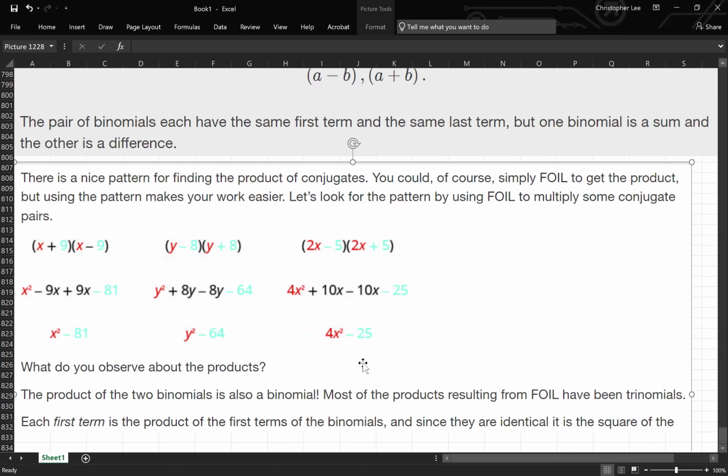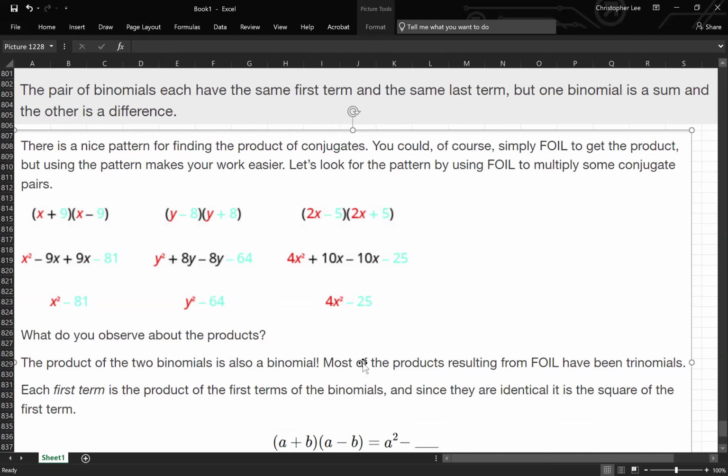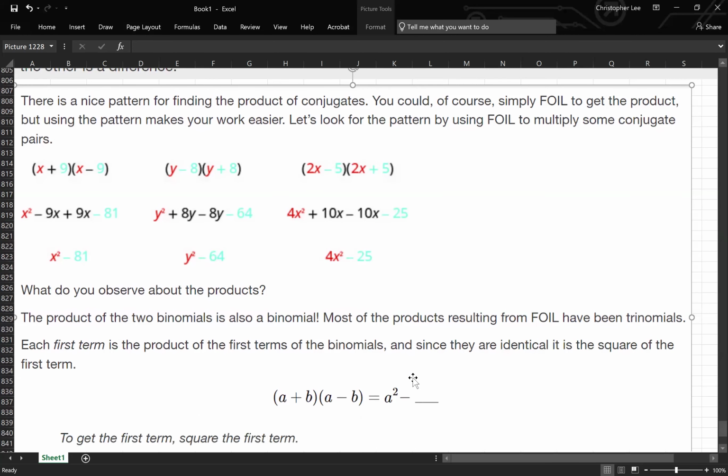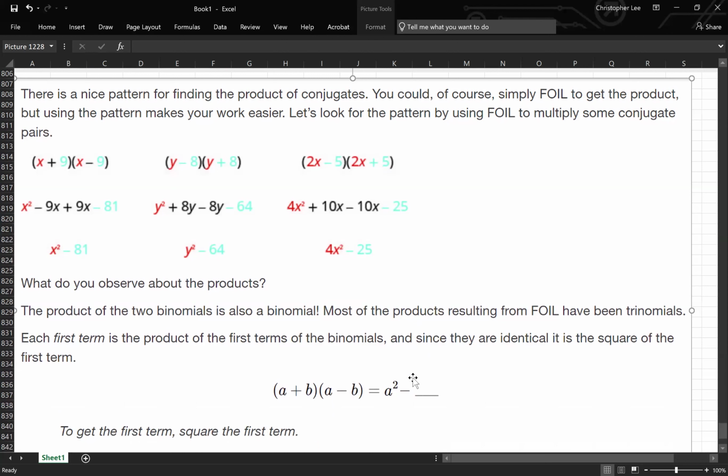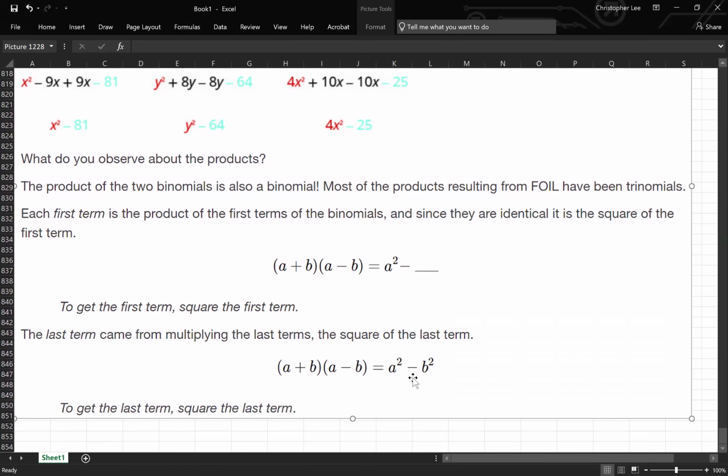All right. What do you observe about these products? The product of two binomials is also a binomial, right? Most of the products resulting from FOIL have been trinomials. The first term is the product of the first terms of the binomials, and since they are identical, it is the square of the first term. The last term came from multiplying the last two terms, the square of the last term.